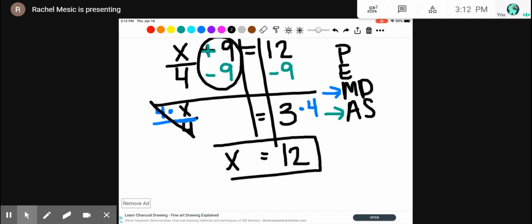So x is 12. Let's double check. I'm going to go up here to the beginning and replace x with 12. 12 divided by 4 is 3, and 3 plus 9 is 12. Yep, that works.